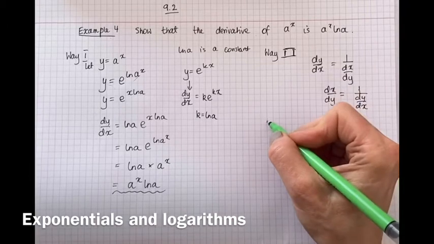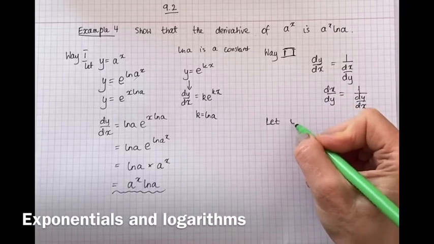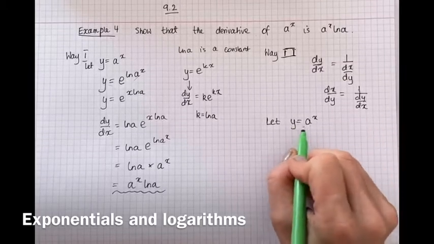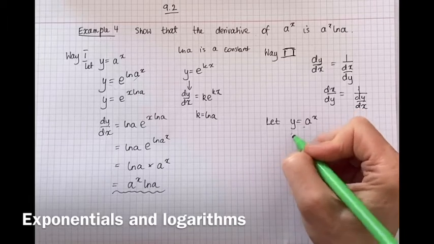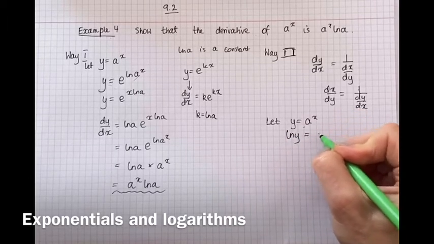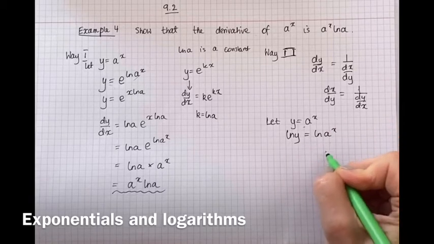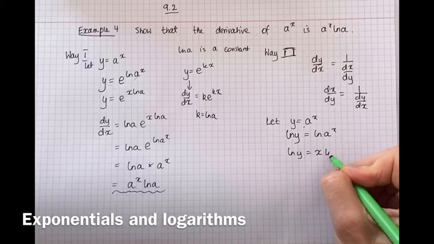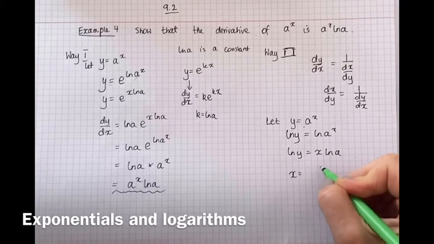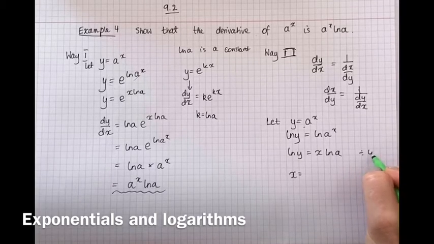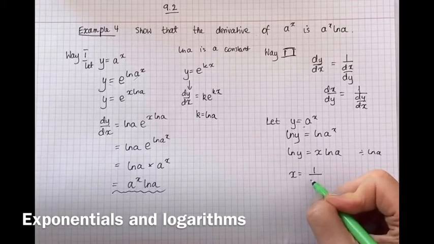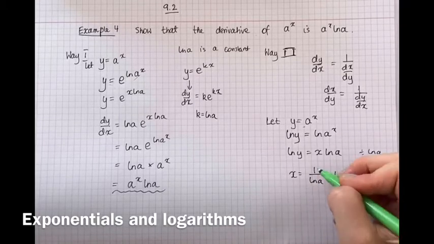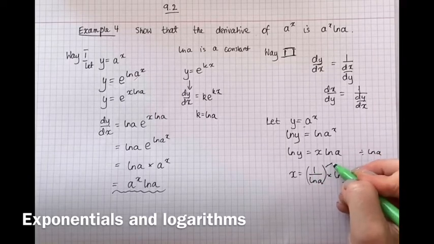So how do we do it? We're also going to let y equal a to the power of x. And then we're going to introduce natural logarithms. So we put ln y equal to ln a to the power of x. Then x can be brought in front of ln a. And then x is equal to, we divide by ln a. So I'm going to write it as 1 over ln a times ln y, because then 1 over ln a is also a constant.